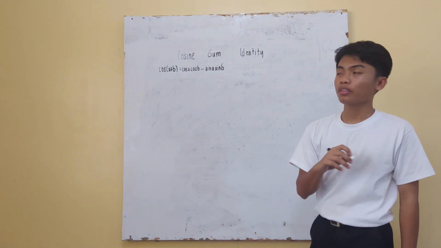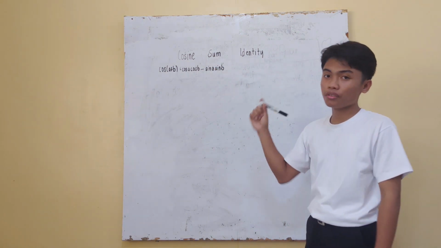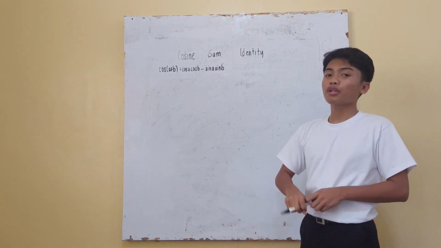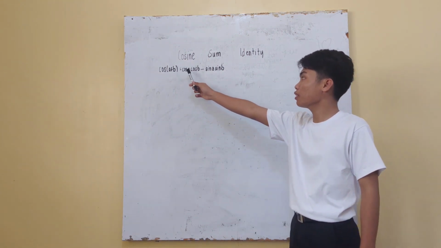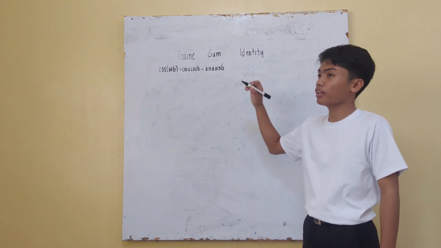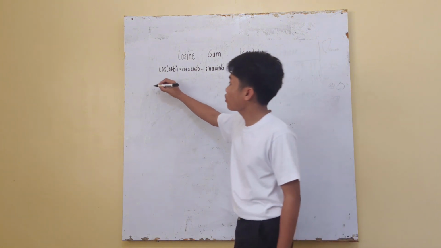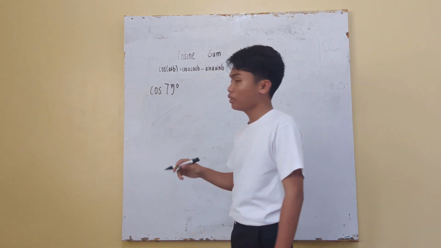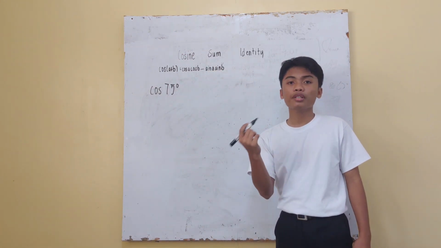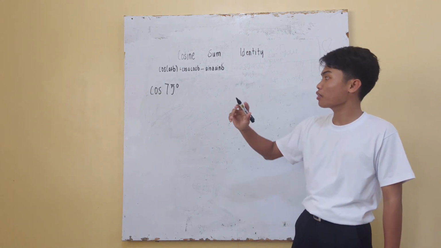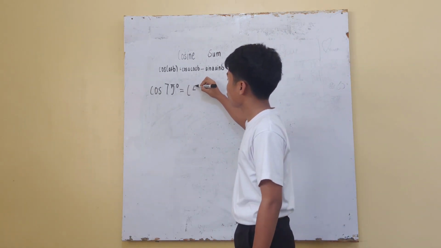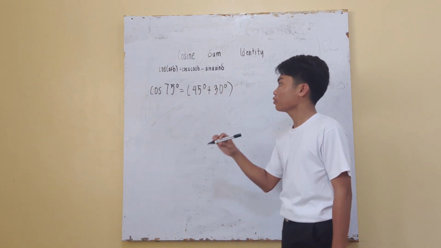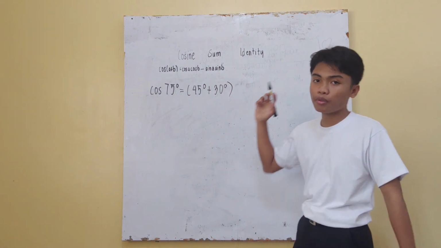So next we have the cosine sum identity, which is used to find the value of a cosine angle. The formula for the cosine sum identity is cosine A plus B equals cosine A cosine B minus sine A sine B. So let's say we have cosine 75 degrees. First, we need to determine two standard angles that if we add them, their sum is 75 degrees. So 45 degrees plus 30 degrees is equal to 75 degrees. So we need to substitute this into the formula.